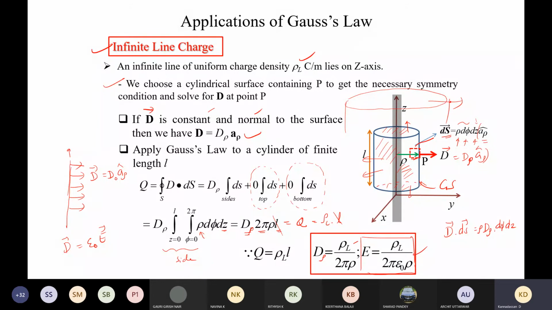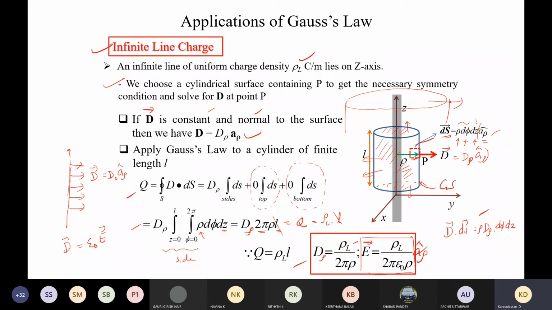This is the magnitude of the electric field, which is nothing but rho L divided by 2 pi epsilon naught rho. So this is a very easy method for this particular application, the infinite line. This is the first step we are doing, then the second step, and in the third step we get the result. In between we do one more step. If you take 5 steps altogether, we can see that the expression has come very quickly.